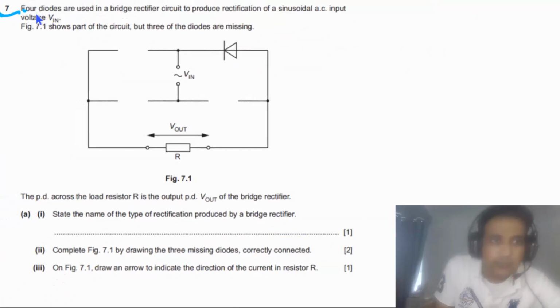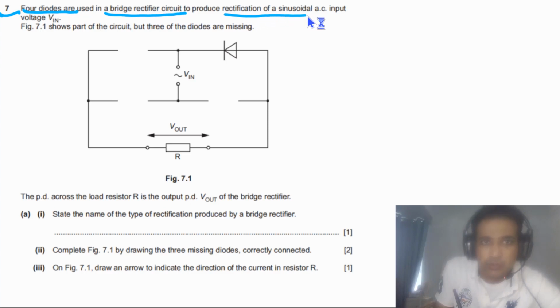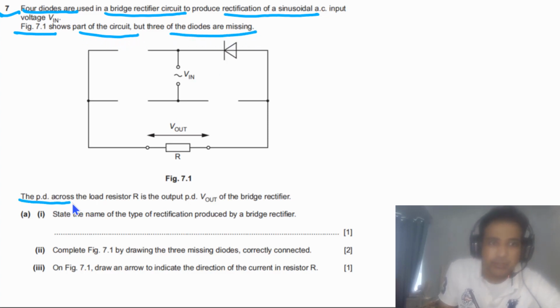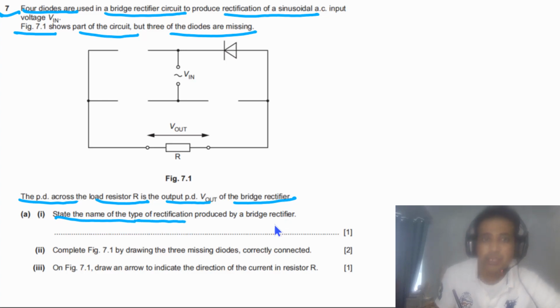Question 7 says 4 diodes are used in a bridge rectifier circuit to produce rectification of a sinusoidal AC input voltage Vin. Figure 7.1 shows part of the circuit, but 3 of the diodes are missing. The PD across the load resistor R is the output PD Vout of the bridge rectifier. State the name of the type of rectification produced by the bridge rectifier. Bridge rectifier is used to produce full wave rectification.